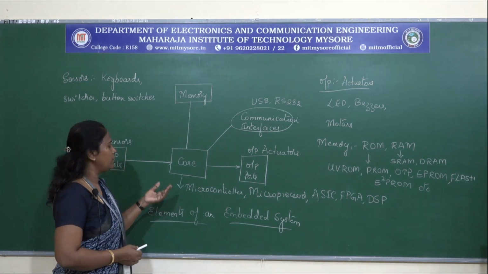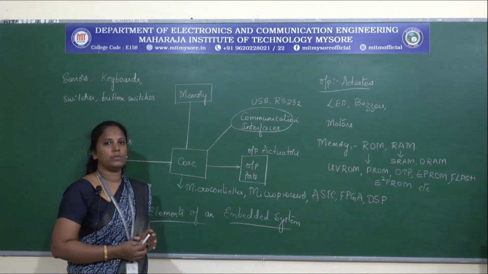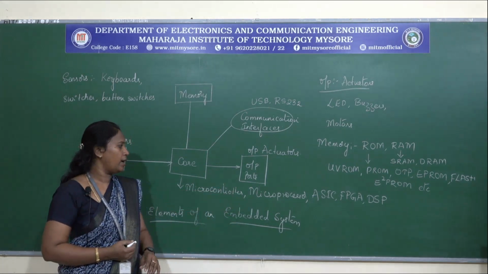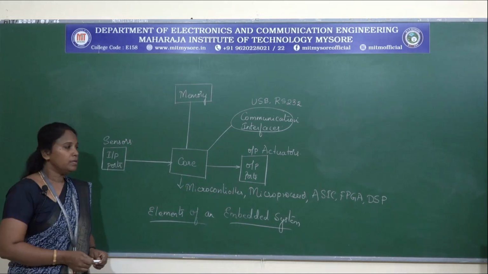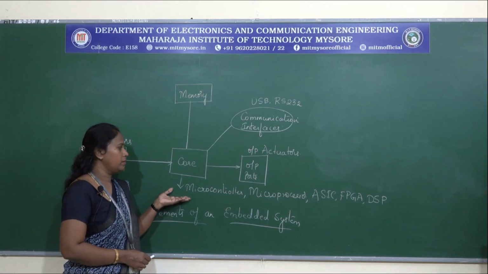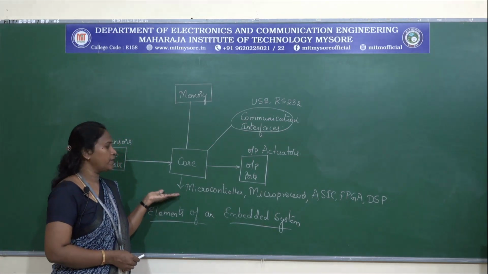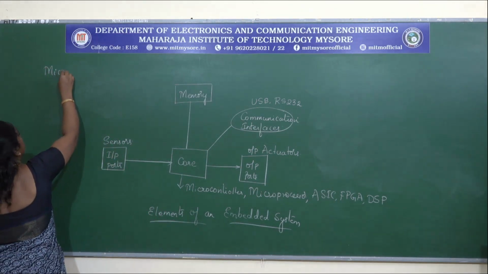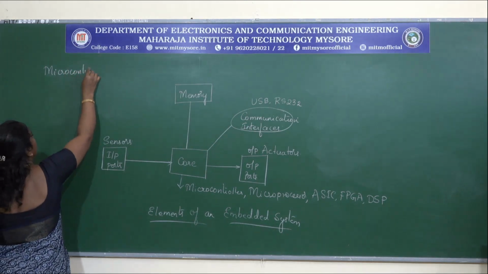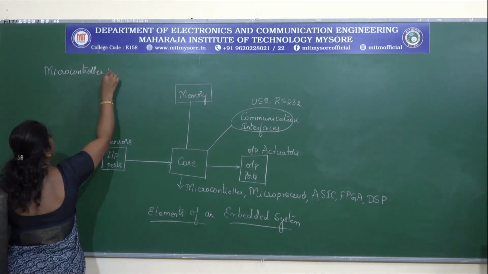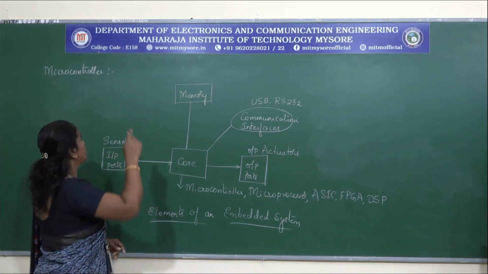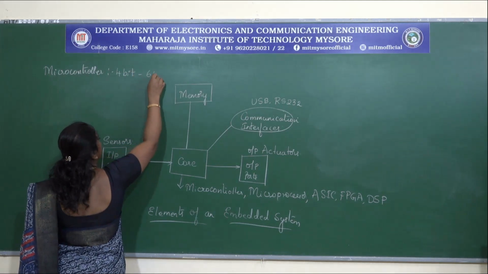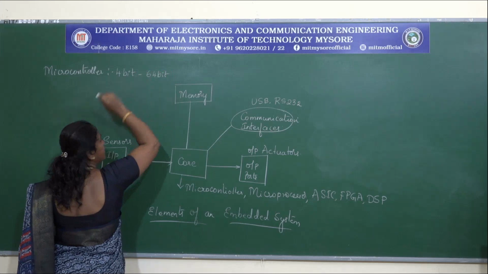Now, as I told, the most important thing here is the core. The core can be any one of these, as I already mentioned. We were discussing the core of the embedded system. If we consider the microcontroller, as we know, microcontrollers range from 4-bit to 64-bit.